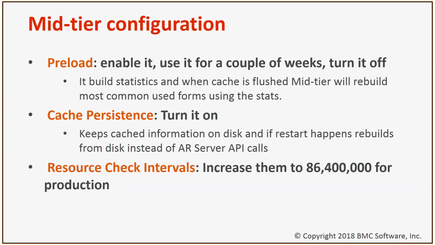And if a new object or a change is detected, then it will be cached, and if that caching operation happens in the middle of the business day, it will slow down Midtier. So increase this value to 1,000 days, and you will keep the sync cache feature, and will also lower the probability of caching during business hours.